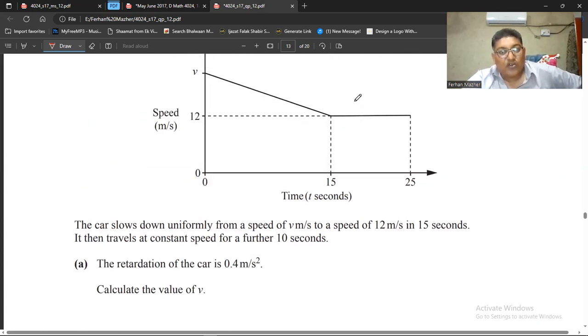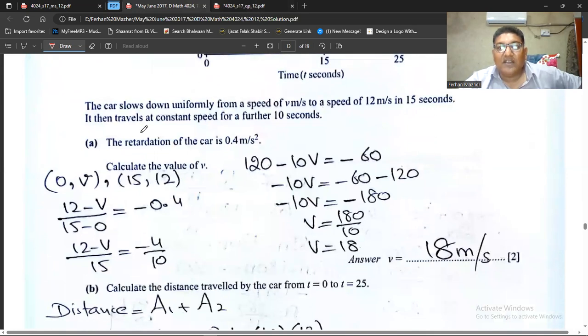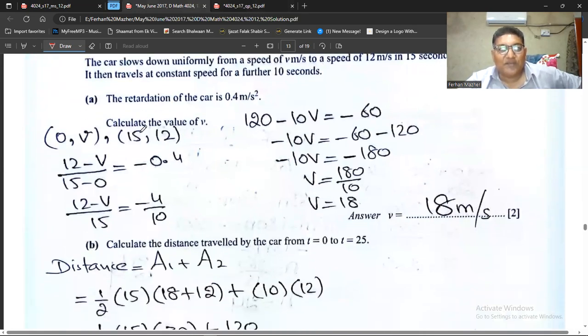Okay, so the gradient of this line is equal to the retardation. And the retardation's numerical value is minus 0.4. They have not given the negative, but we know it is negative. So when you put this value in the formula, we will put a negative with it because it's retardation. So I take 2 points on that line, (0, v) and (15, 12). I will find the gradient. The gradient of the speed time graph is equal to the retardation, and we already know the retardation, that is minus 0.4.